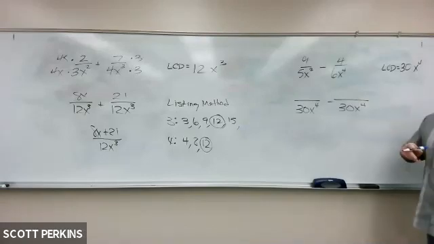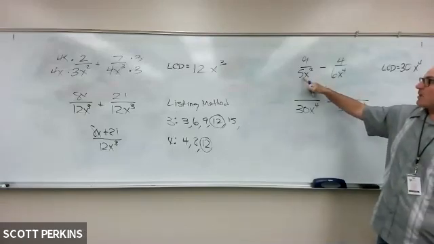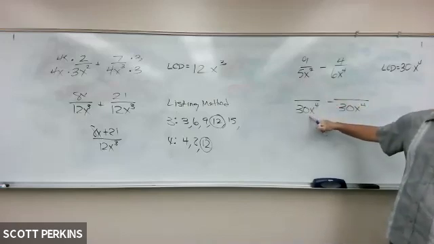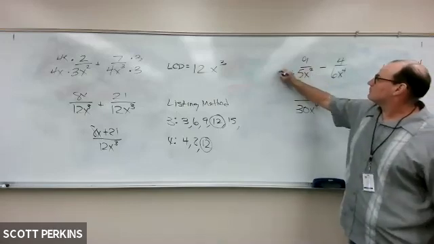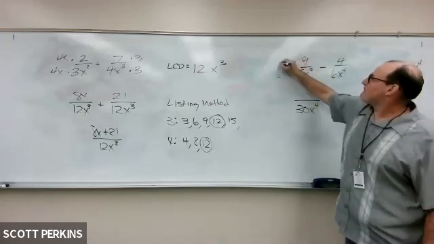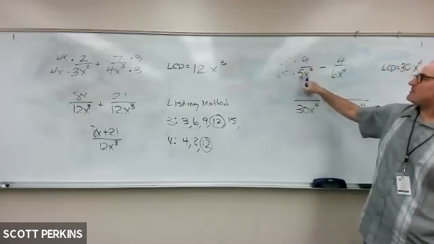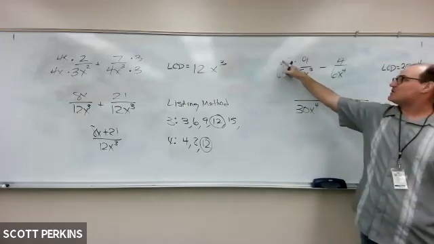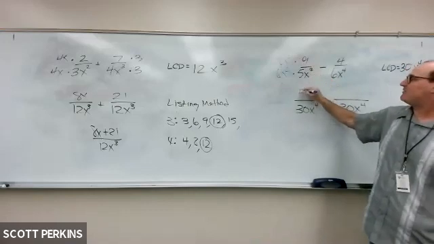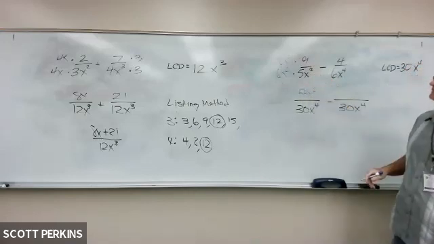All right, so what do I need to do to the 5x squared to make it into 30x to the 4th? What needs to be multiplied by there? Six times 5 is 30. X squared times x squared is x to the fourth. Great. So 6 times 9 is 54x squared.